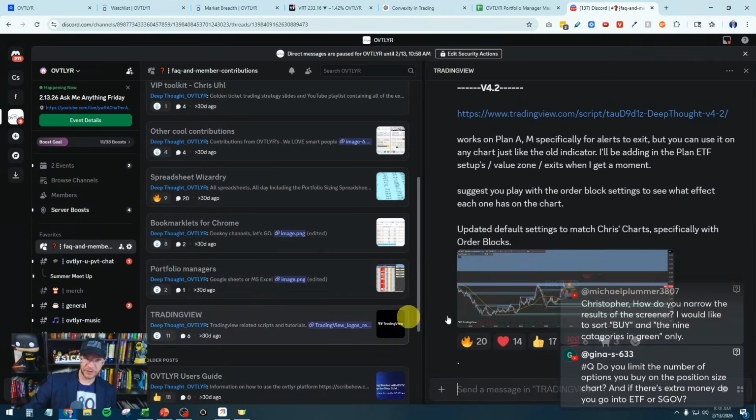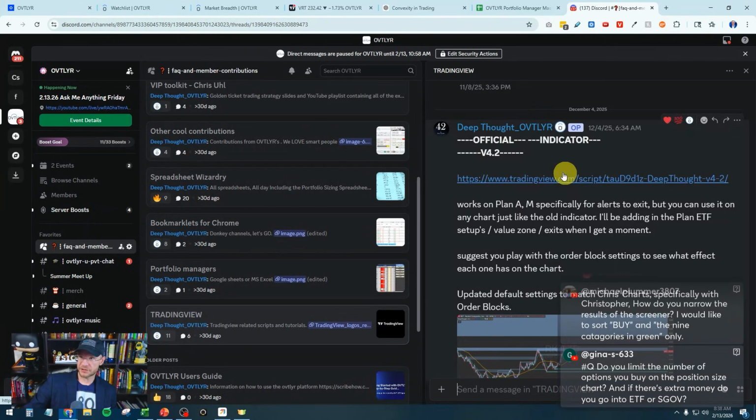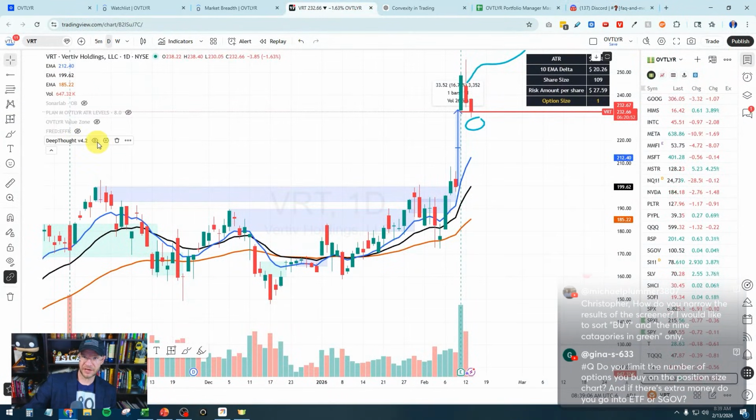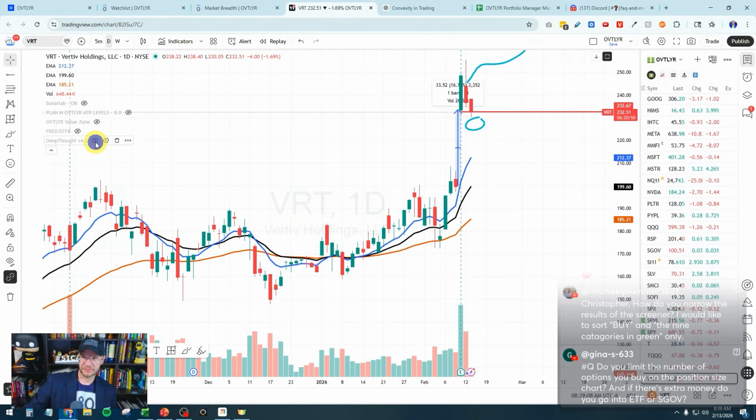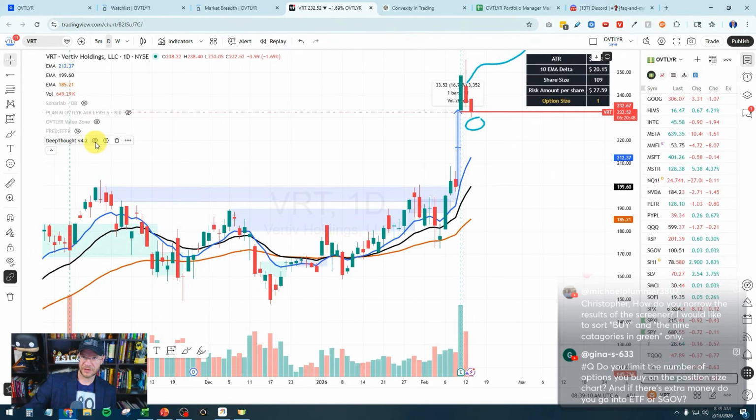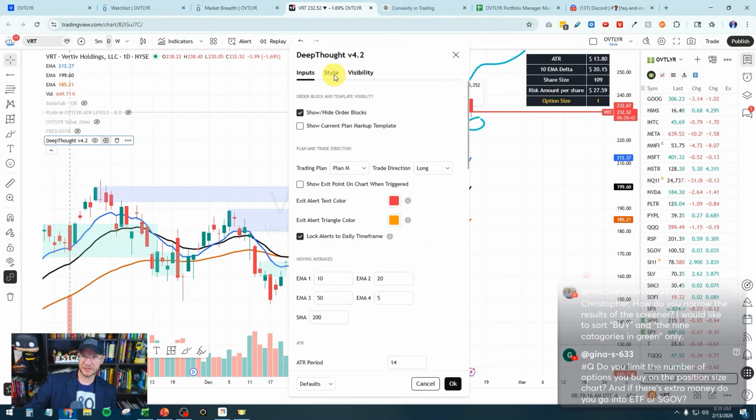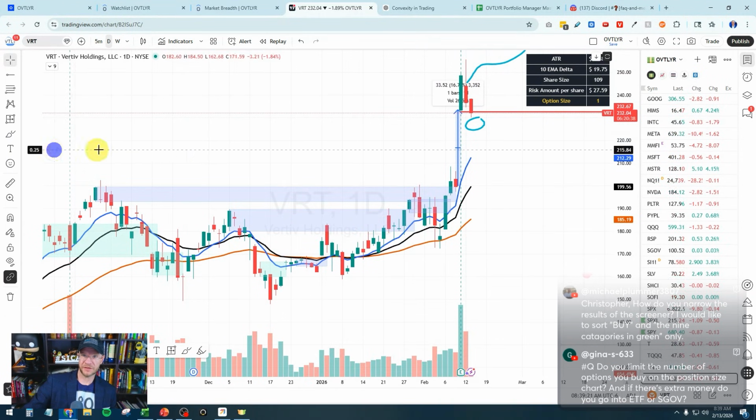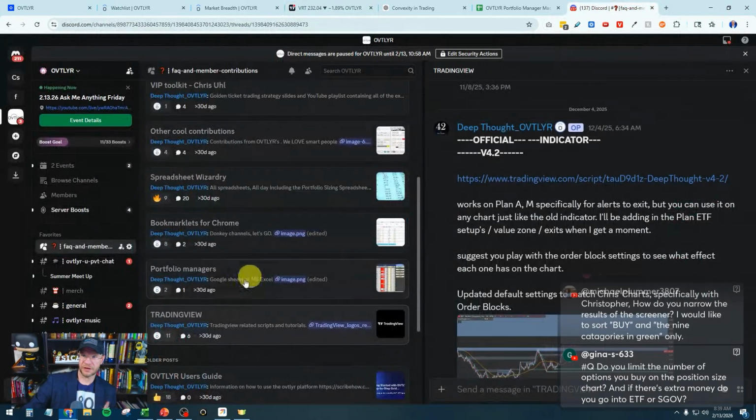In TradingView, you can see right here, the official DeepThought indicator is the exact indicator that I'm using right here for the order blocks. The exact one, okay? Now, I like to have my EMAs where I can turn them on and off, but you can actually enable the EMAs using the DeepThought indicator as well. Pretty cool, right? So all of that is included 100% for free for Outlier members.